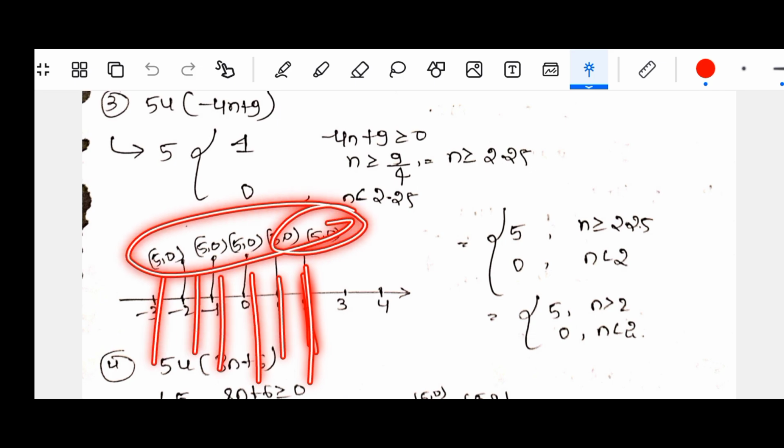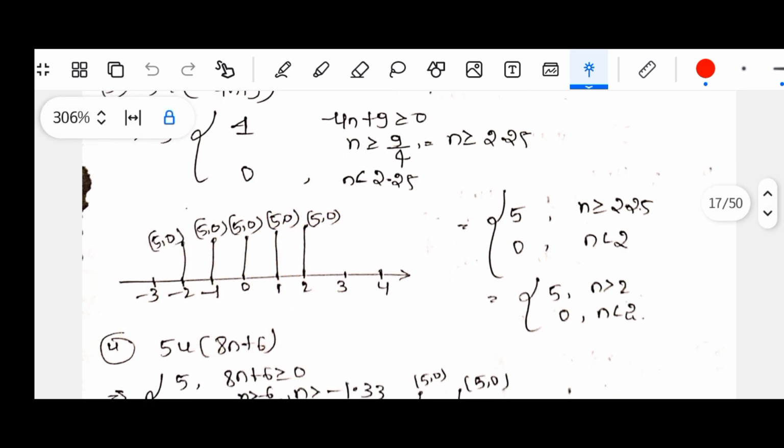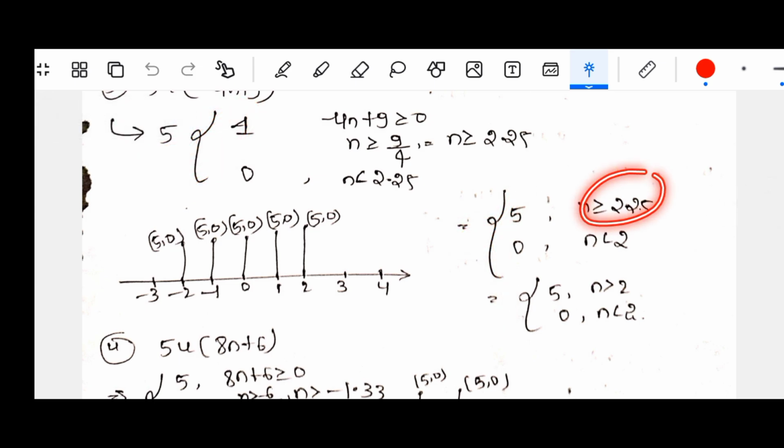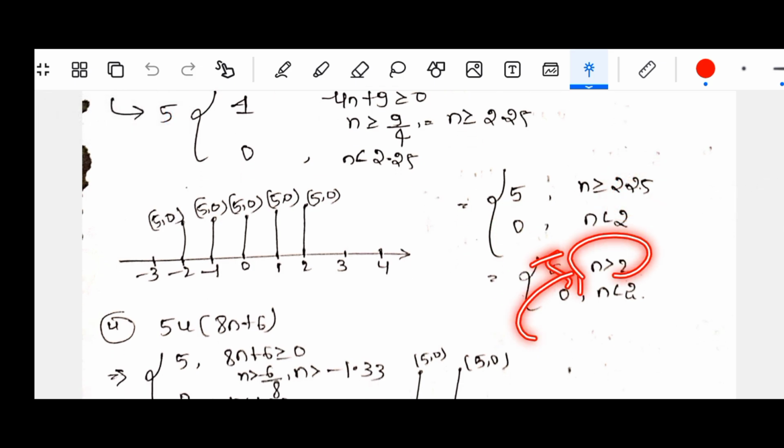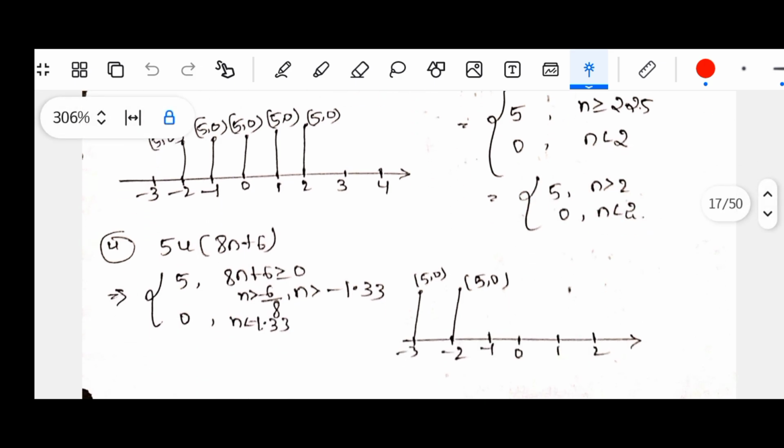The value will be 5 for all of these. Here I have written, multiply this 5 with 1, which means we will get 5 when n is less than or equal to 2.25. At 0 it will be n greater than 2. Let's round this up. At 5 it will be n less than or equal to 2. At 0, n will be greater than 2.